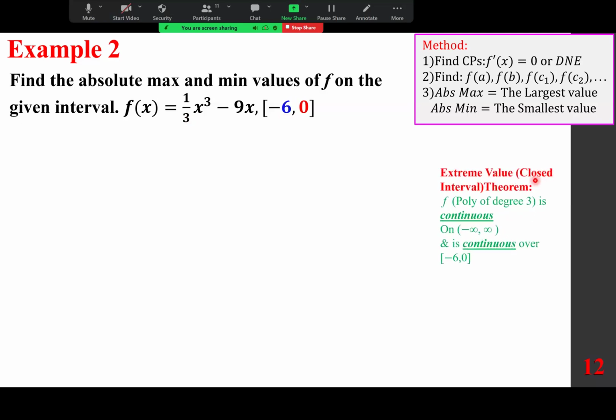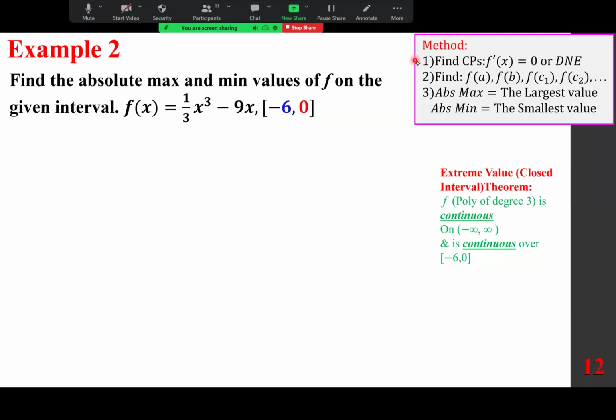So, extreme value or closed interval theorem: f is a polynomial of degree 3. It is continuous from negative to positive infinity, and therefore it's continuous in the given interval of negative 6 to 0. So we can move on with the methodology.